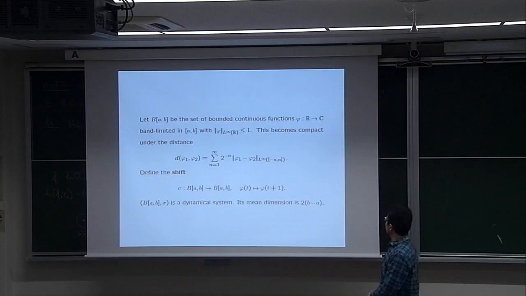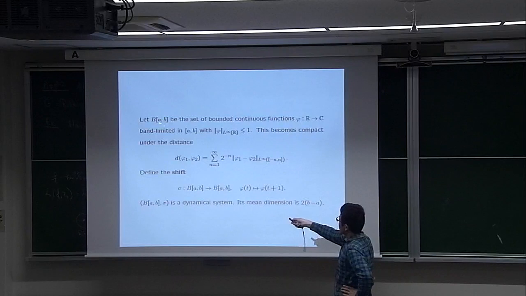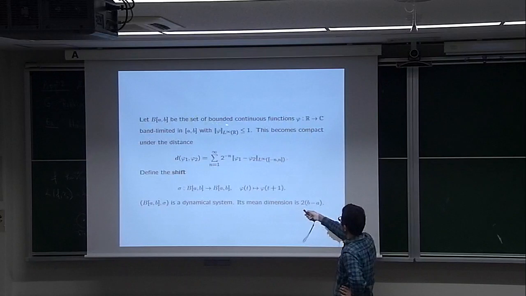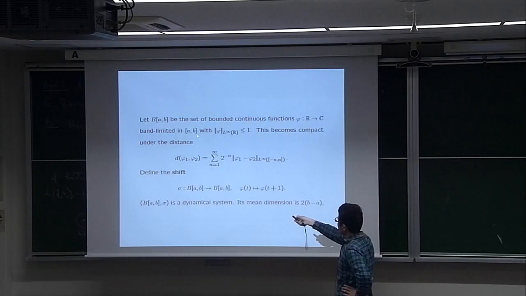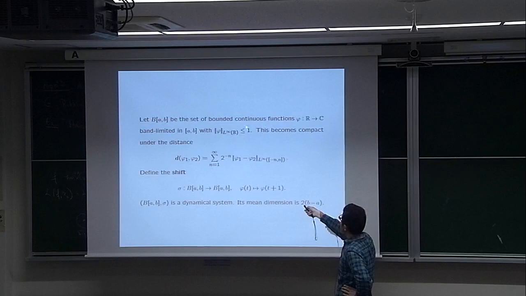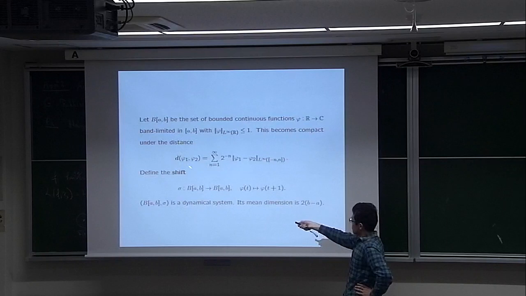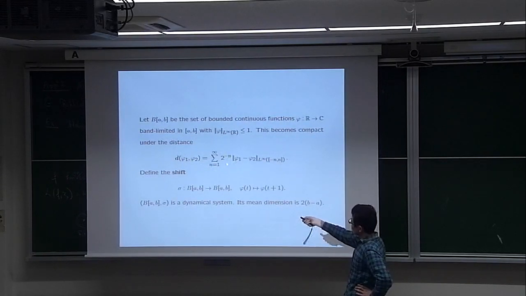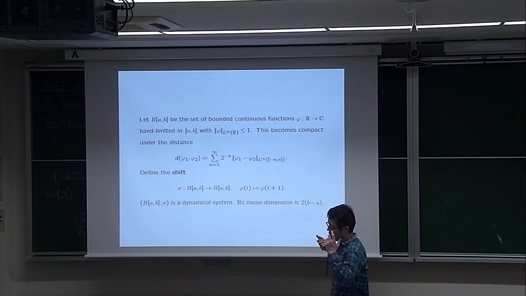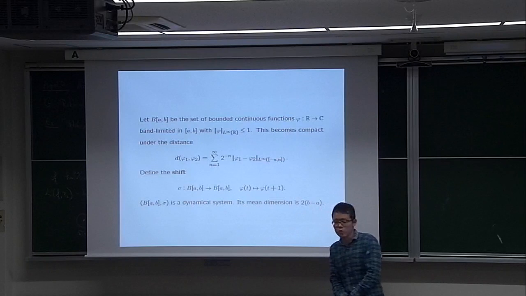Okay, let's come back to the main point. For two real numbers a and b, we define the space B_{a,b}. This is the set of bounded continuous functions which are band limited between a and b and have L infinity norm bounded by 1. And this becomes a compact space under this distance. This distance looks a bit technical, but its topology is very simple. It is the so-called compact open topology.